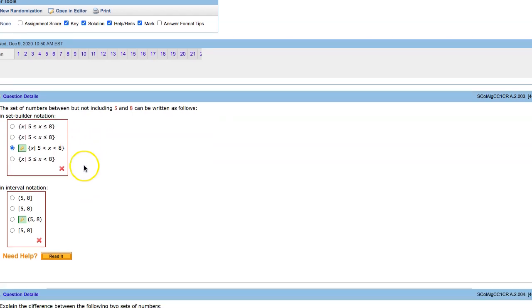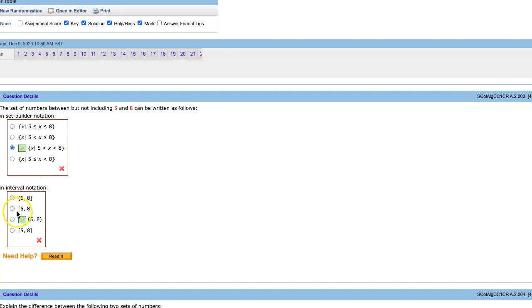Now, here's the dig. The set of numbers between, but not including, 5 and 8 can be written as what in set builder? Well, I will do this for set builder just for completion. If I want to stay strictly in between, but I don't want to hit the endpoints, any x strictly between 5 and 8 will be the collection of all x. This vertical bar means such that 5 is less than x, but x is less than 8.